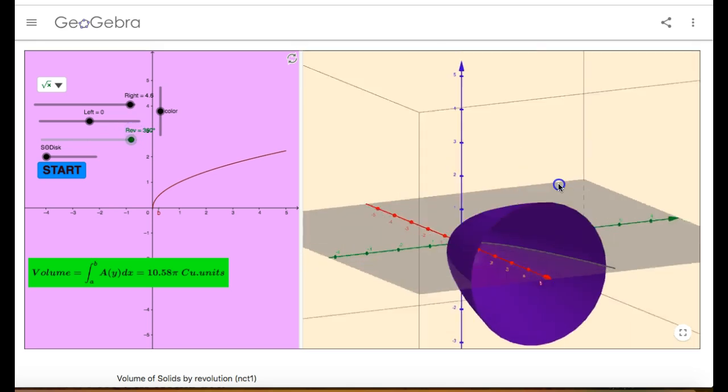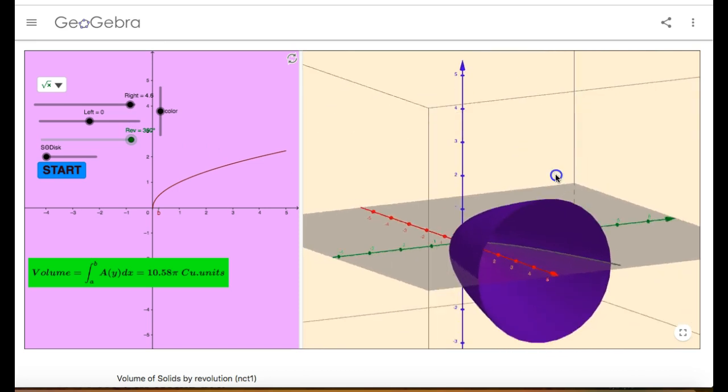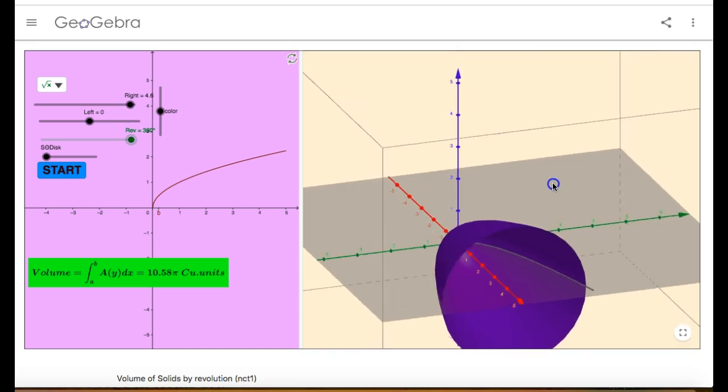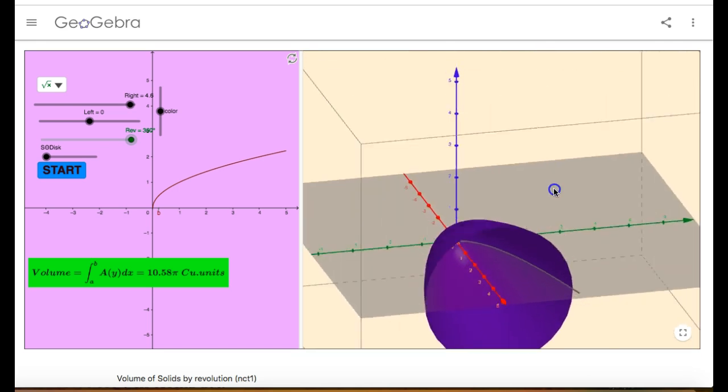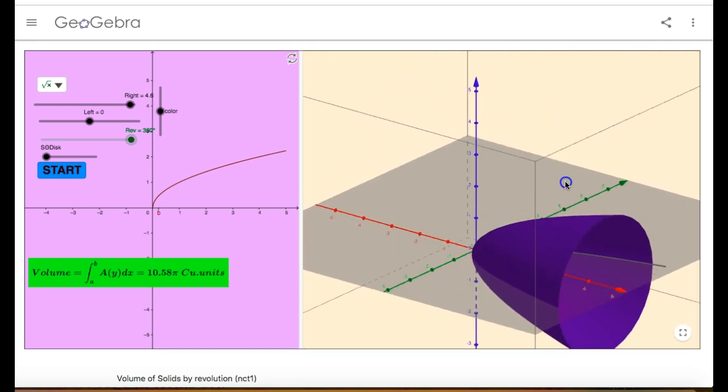We get something that looks like this, and in this visual it's hollow, but we're assuming that what we're creating is a solid object. It's hollow just so we can see what this figure looks like. So we're creating something that looks like this.